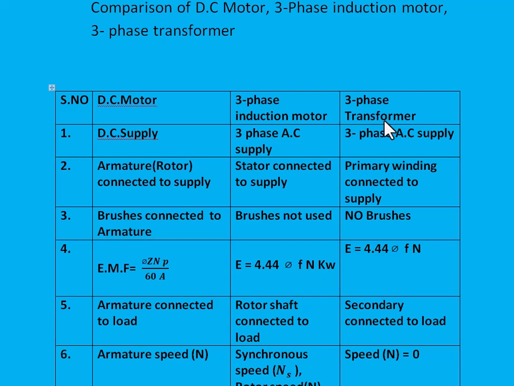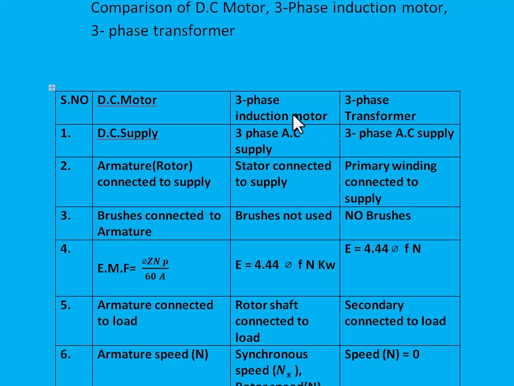Similarly, in case of DC motors, DC supply has zero frequency, so there are no eddy current loss or the hysteresis losses. So there is no hysteresis loss, there is no eddy current loss in case of DC motor.